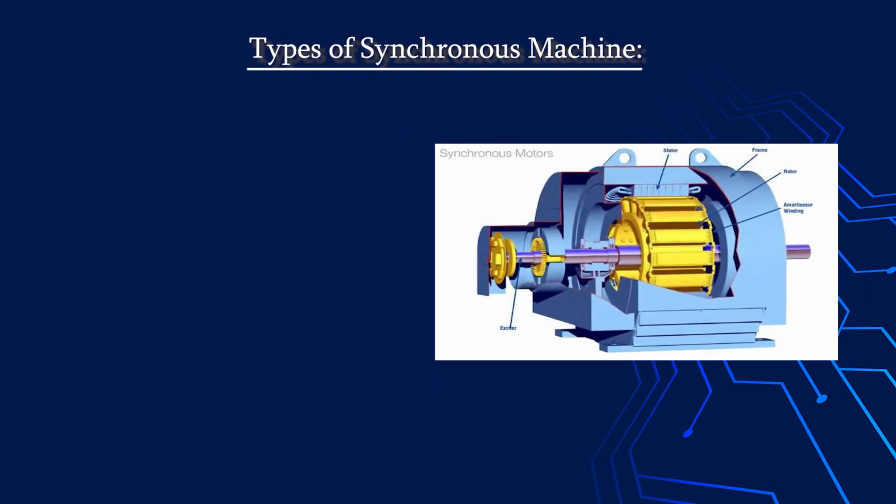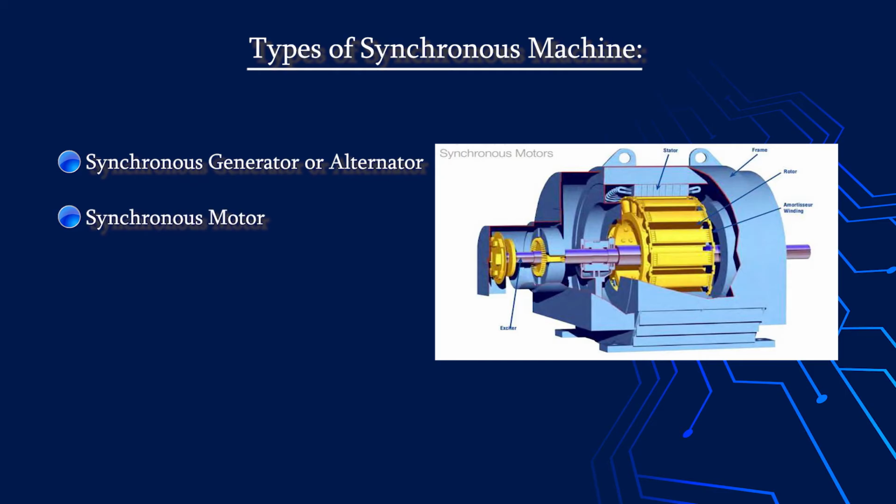Types of synchronous machines. As I told you, we have the synchronous generators through which we can convert the mechanical power to electrical power, or they are also known as alternators. Then we have synchronous motors. In a synchronous motor, we convert the electrical energy to mechanical energy. And synchronous condensers. These are special synchronous motors which work for power factor improvement as well.